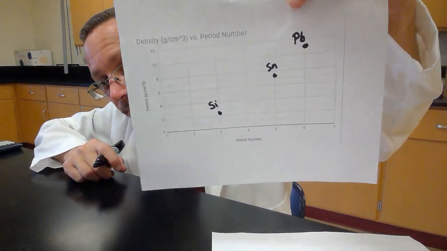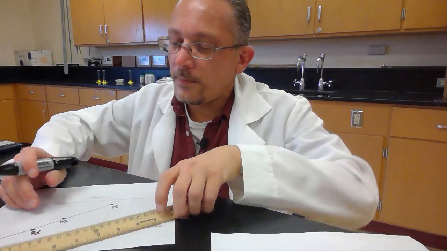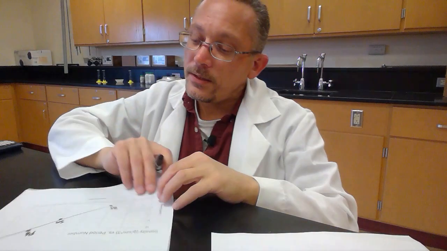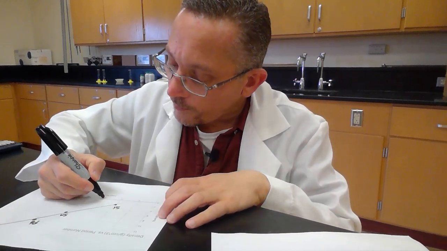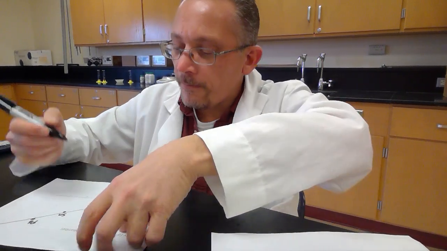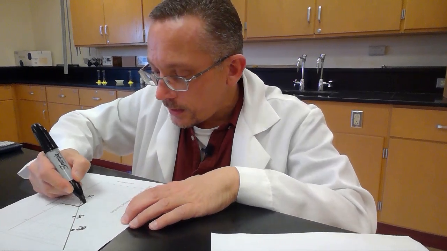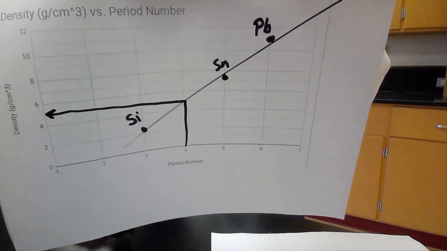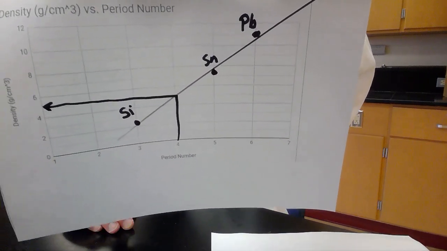And there's lead. And now let me take my ruler and draw a nice pretty line that goes right through all three of those dots. And maybe it doesn't go exactly through all three of those dots, but it goes through pretty close to all three of those dots. And so now I'm going to go up. Which one is in period 4? And I'm going to see how much is that on the y-axis. And that looks pretty darn close to 5.